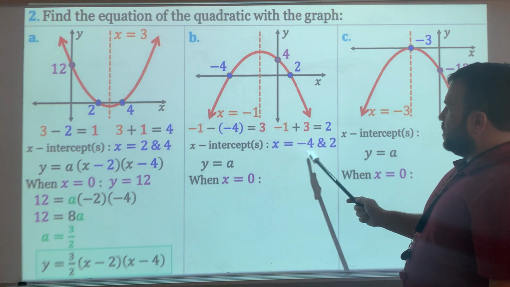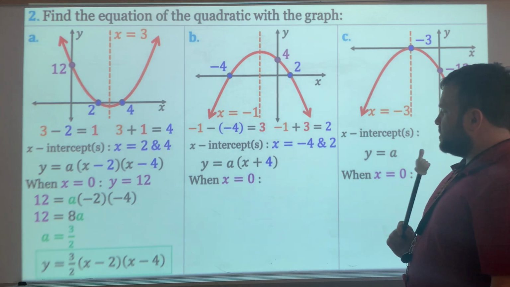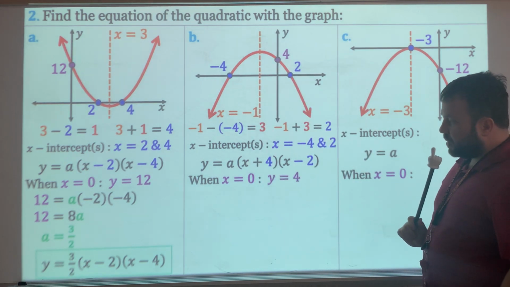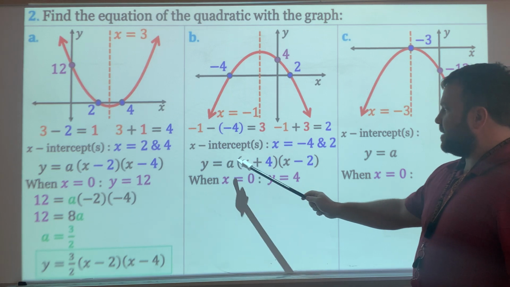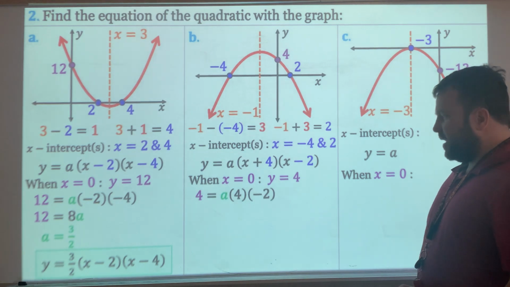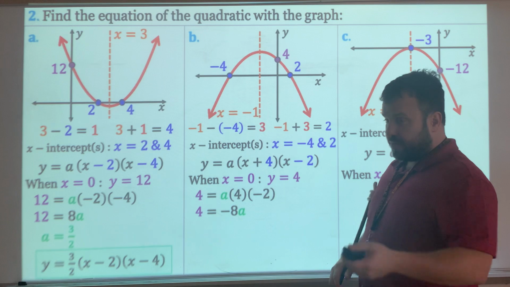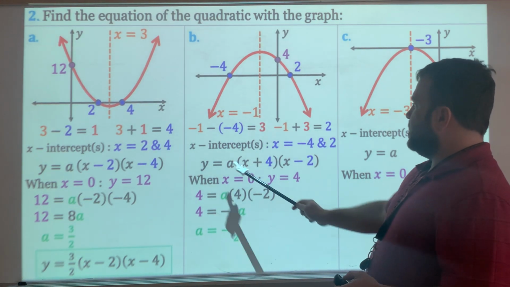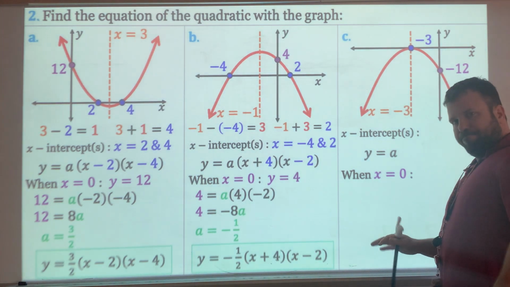X-intercepts are negative 4 and 2. So y equals a, x plus 4, x minus 2. To solve for a, when x is 0, y is 4, right? So I do 4 equals a times 4 times negative 2. 4 times negative 2 is negative 8. 4 divided by negative 8 is negative 4 over 8. Take a 4 out of the top and bottom, negative 1/2. All right, so y equals negative 1/2, x plus 4, x minus 2.